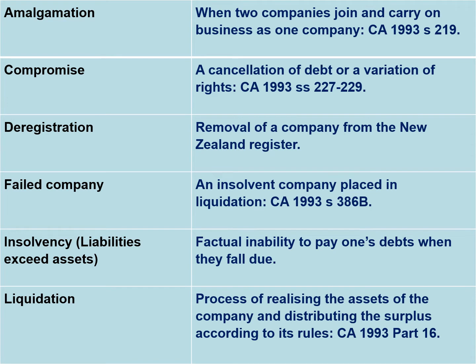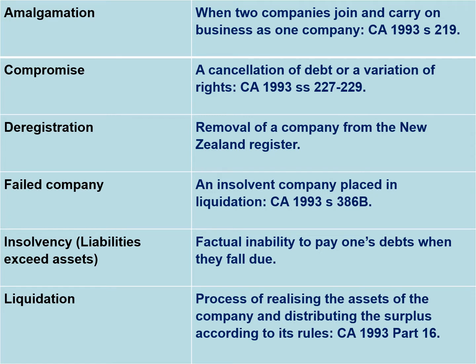Amalgamation is when two companies join and carry on business as one company. You can read more about that in the Companies Act of 1993, section 219. What is a compromise? It's a cancellation of debt or a variation of rights, according to the Companies Act of 1993, sections 227 to 229. Deregistration is the removal of a company from the New Zealand register.